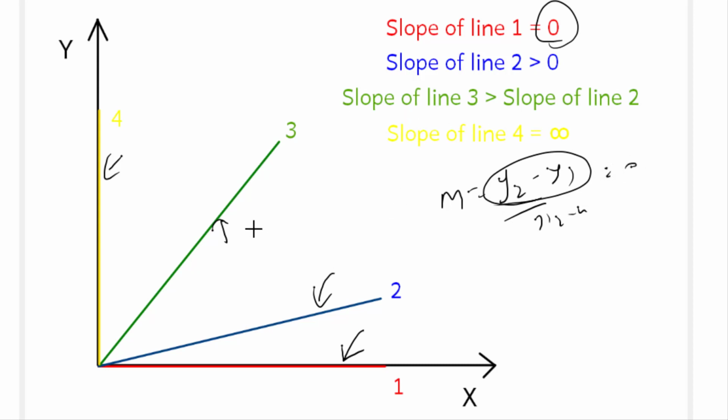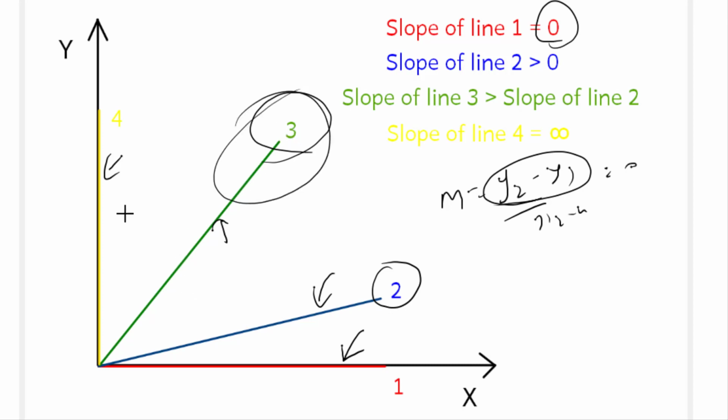Then if we compare the slope of line 2 with line 3, the slope of line 2 is less as compared to the slope of line 3. So this line has more slope. There are no actual values there, but if it had some values on x and y, and we found the slope of 3 and of 2, the slope of 3 would be more as compared to the slope of 2.